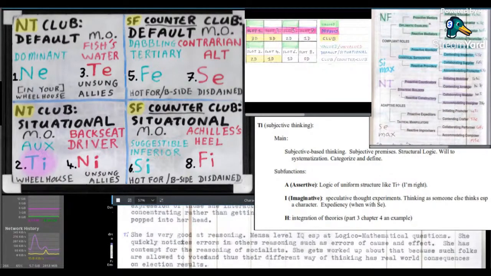Quickly notices errors in others' reasoning, such as errors of cause and effect. Pretty much all ENTPs fit that line, errors in reasoning. Because, again, they're very good debaters. Again, practice. She has contempt for the reasoning of others, specific to Wilma and Peter Schiff. Gets worked up about that because such people are allowed to vote, and thus their different way of thinking, as Wilma sees it, has consequences on election results. Yeah. Wilma and Peter Schiff. She's not just Peter Schiff in a dress.